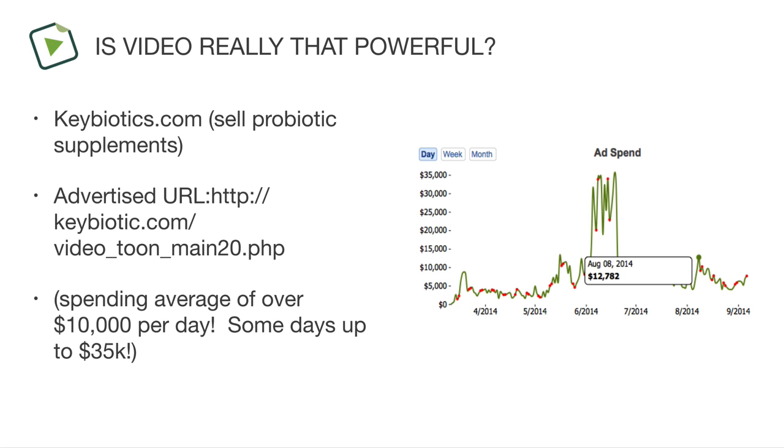Okay. If you look at keybiotics.com, these guys sell a probiotic supplement. They're spending on average about $10,000 per day, sometimes up to $35,000 per day. Now, they're sending traffic to a video sales letter or a page with a video. Okay, they would not be spending $10,000 to $35,000 per day in advertising if it wasn't converting.